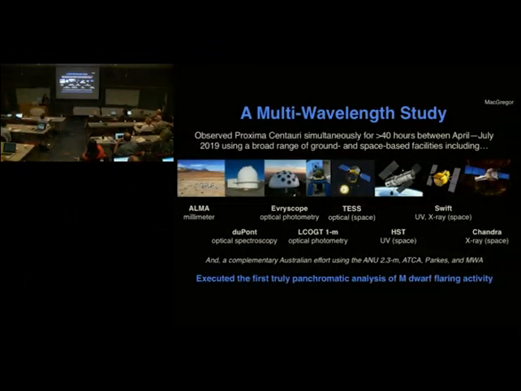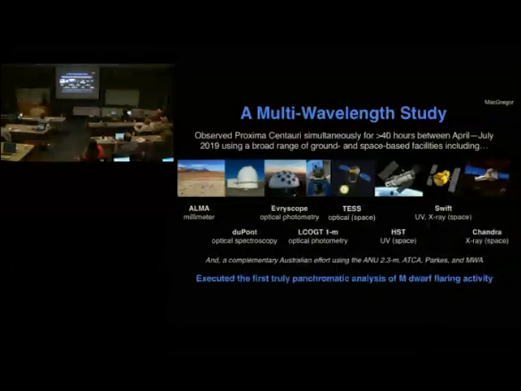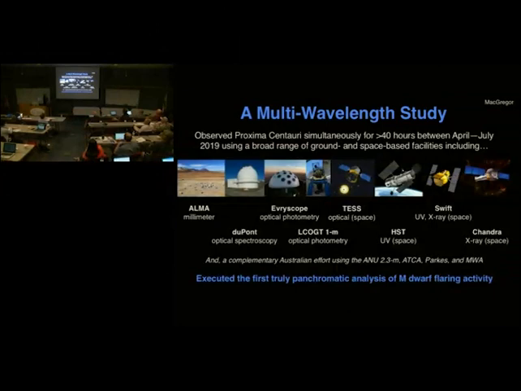to look at Proxima Centauri with about 8 different telescopes for greater than 40 hours on source. The time per telescope varies slightly, but let's say 40 hours on source executed simultaneously between all of these facilities. This was a feat. So we have ALMA in the millimeter to try and build up statistics on millimeter flares. We used the du Pont telescope that Carnegie has at Las Campanas to do optical spectroscopy. We used the Evryscope and the Las Cumbres 1-meter telescope to do optical photometry from the ground.